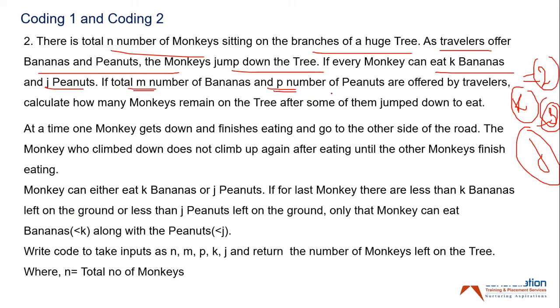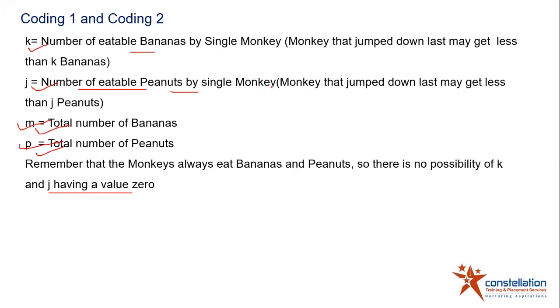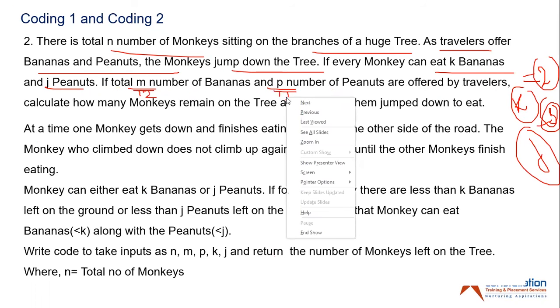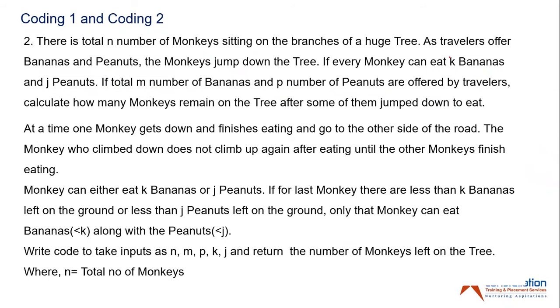How many bananas and peanuts are being offered? M bananas and P peanuts are being offered. In the question, that is 12 and 12. So basically, 12 bananas and 12 peanuts are being offered by the traveler. Let me remove everything and write it once again. So this is 2, this is 3, and this is 12 and this is 12.